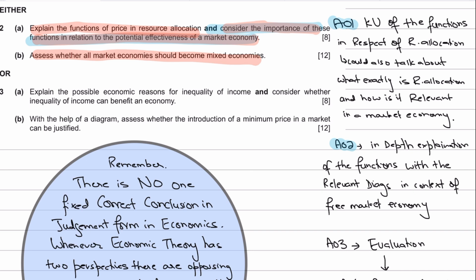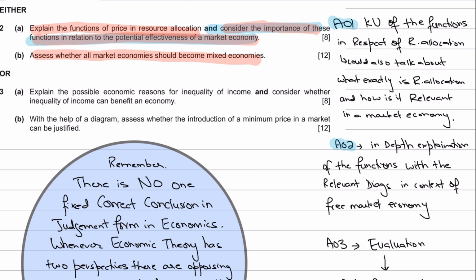So what are the disadvantages that market economies have that mixed economic systems do not? You talk about that, and that would be part of analysis. But part of evaluation would be that you give a counter narrative, because here the narrative is that the market economy should become a mixed economy.